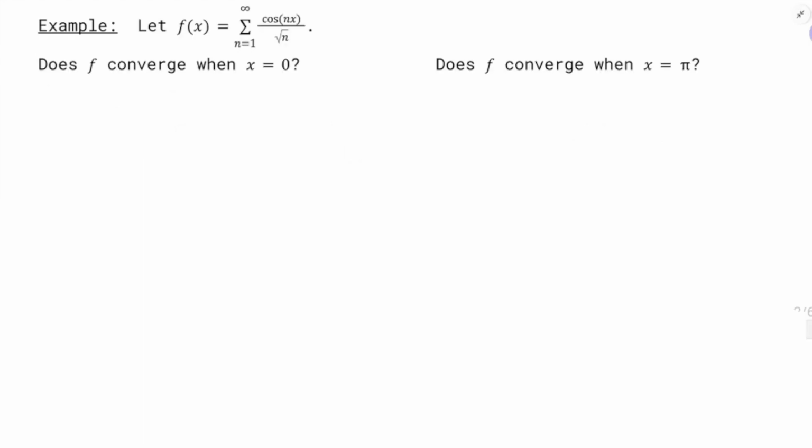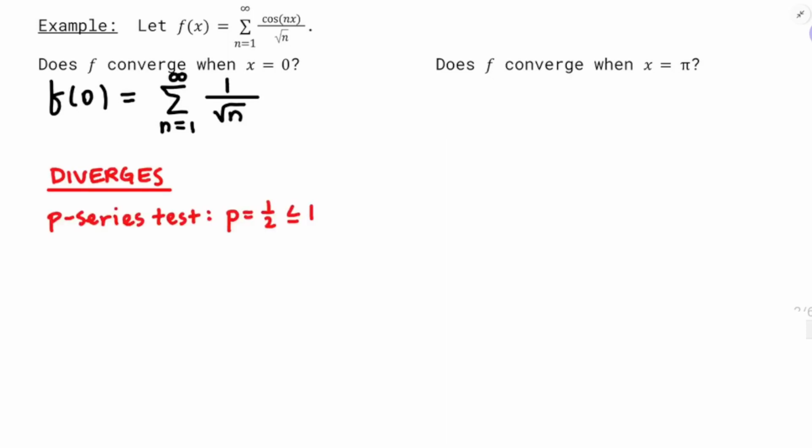Okay, now going back to the earlier example with f of x equaling cosine of nx divided by the square root of n. Asking, does f converge when x equals 0, and does f converge when x equals pi? Well, what we're going to do for f of 0 is copy our result from earlier. We found that was the sum from 1 to infinity of 1 over the square root of n. We look at that. That's a p series. Square root of n, that's the 1/2 power. So I'm going to say that this thing diverges. My reason is the p series test, p is 1/2, which is less than 1.